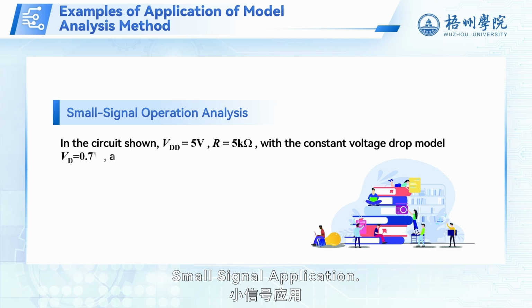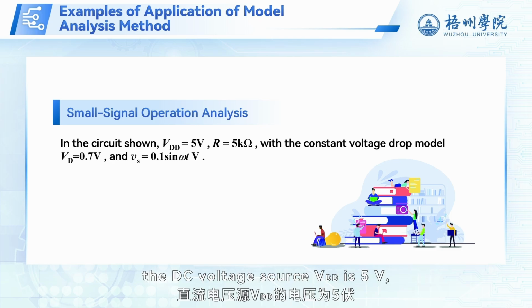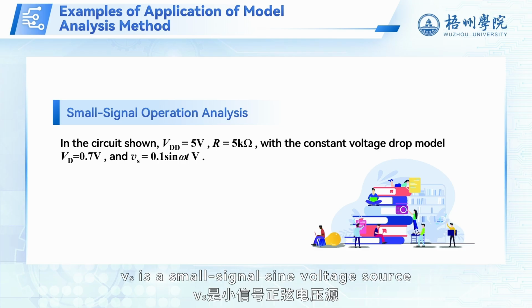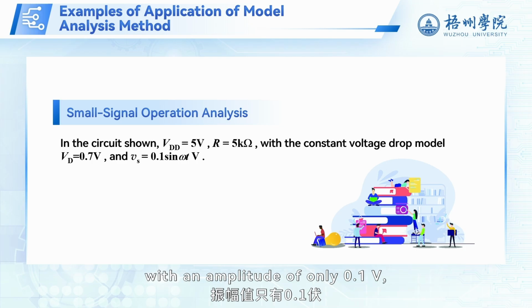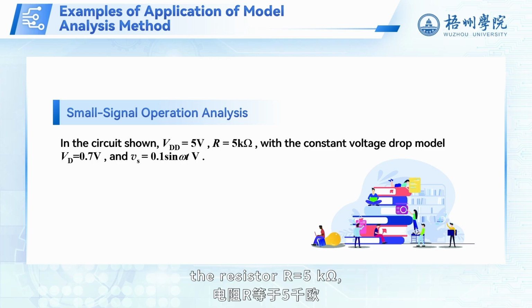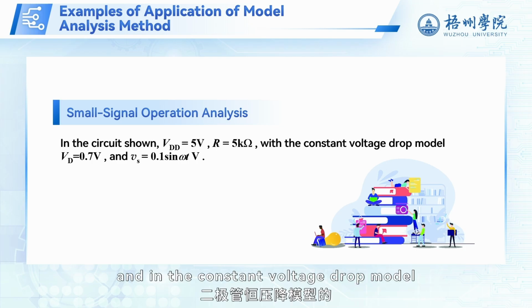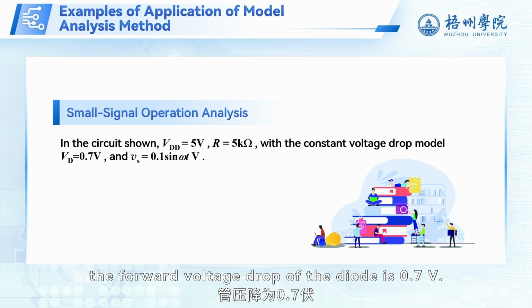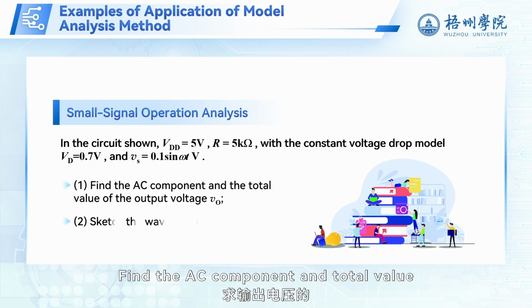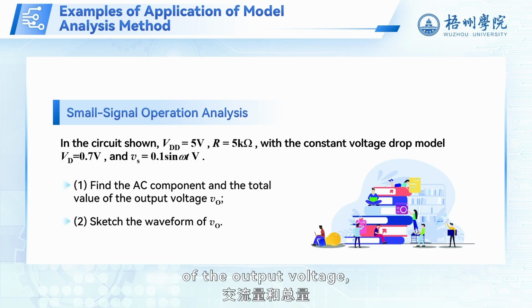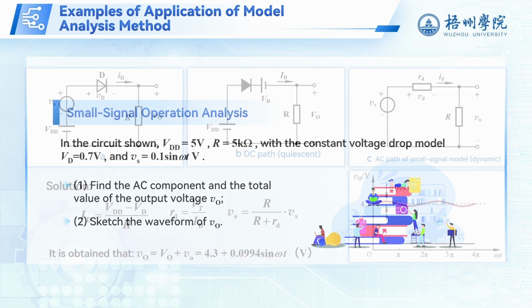Small signal application. In this circuit, the DC voltage source VDD is 5 volts. Vs is a small signal sine voltage source with an amplitude of only 0.1 volts. The resistor R equals 5 kilo ohms, and in the constant voltage drop model, the forward voltage drop of the diode is 0.7 volts. Find the AC component and total value of the output voltage and plot its waveform.